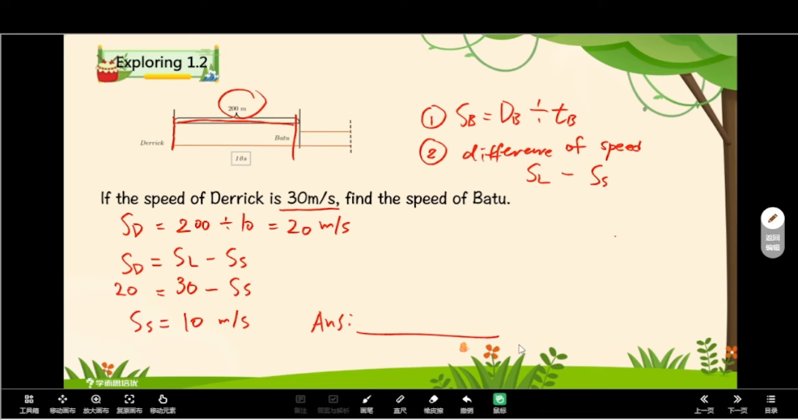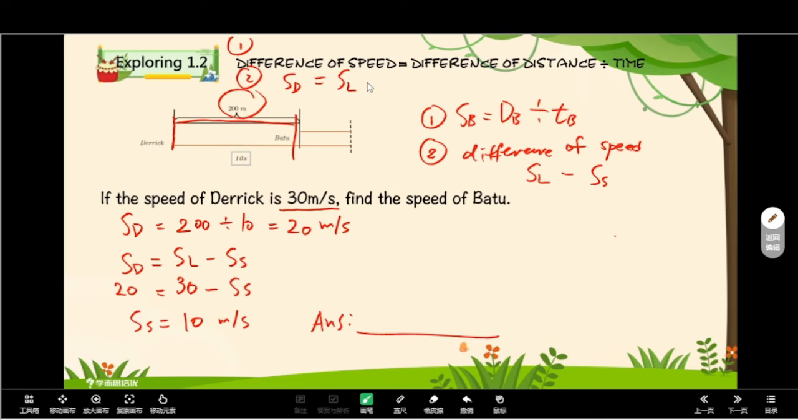So let me conclude it again together with you. If we need to find out the speed of only one person, you can think about the difference of speed, that is using the difference of distance divided by time. This is the first step. And for the second step, you can think about the difference of speed is actually equal to the larger speed minus the smaller speed. And then you can think, oh, which one is larger, which one is smaller? Then you can substitute it into the formula, and then you can find out the answer.